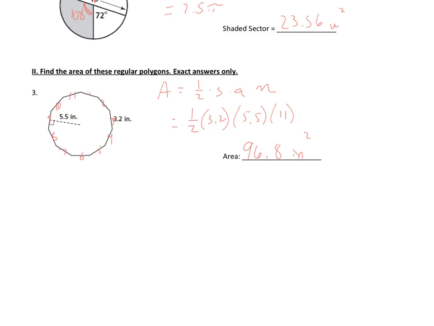For number three, this one is as straightforward as it gets when it comes to regular polygons, because they give us all the information. I know the formula is 1/2 times the side length times the apothem times the number of sides. So the side length they gave me was 3.2. The apothem they gave me was 5.5. And we count up the number of sides. There are 11 sides. So when we multiply all that together, we get 96.8 square inches.